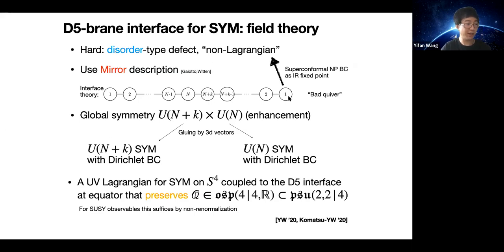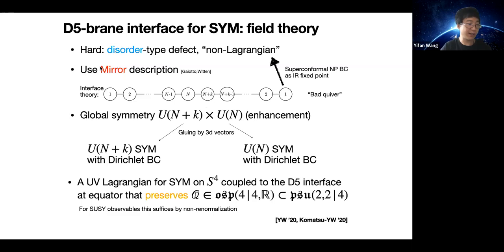This Lagrangian theory, as they explain in this paper, will flow in the IR to the superconformal non-pole configuration. You can interpret the Lagrangian from this quiver as follows. Each of these circled nodes denotes a unitary gauge group whose rank is given by the number in the circle. And each edge connecting a pair of nodes denotes a bifundamental hypermultiplet.